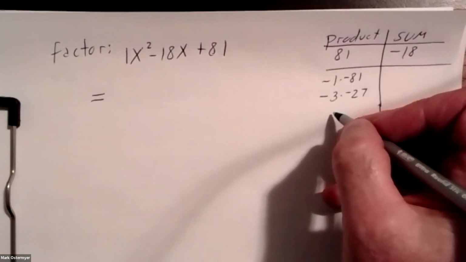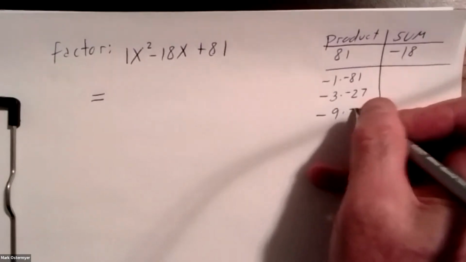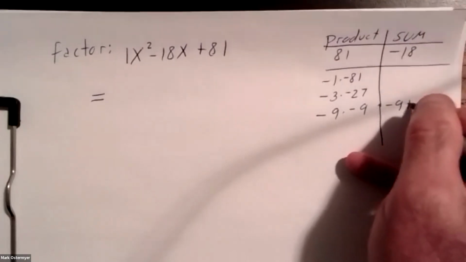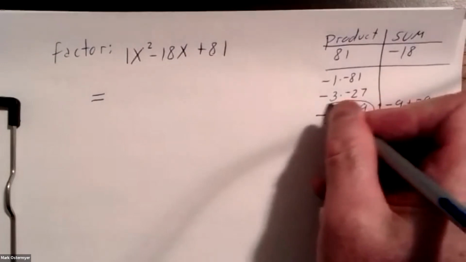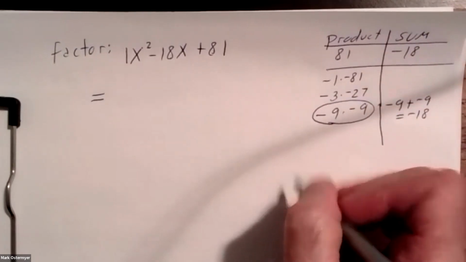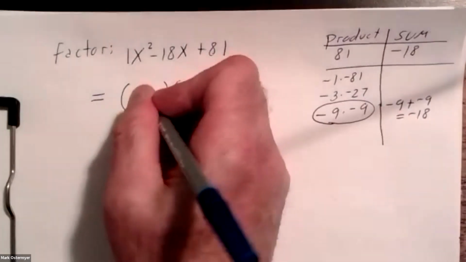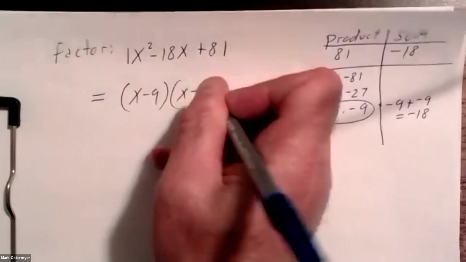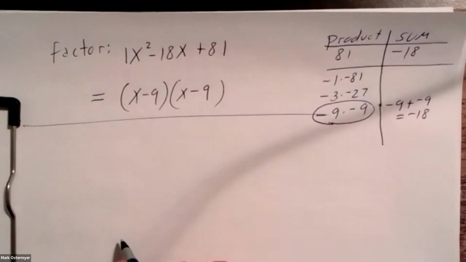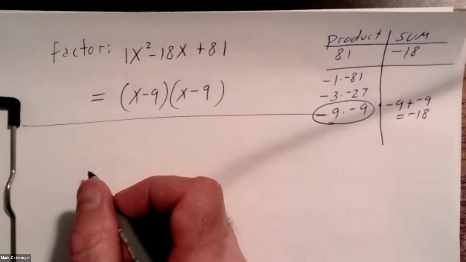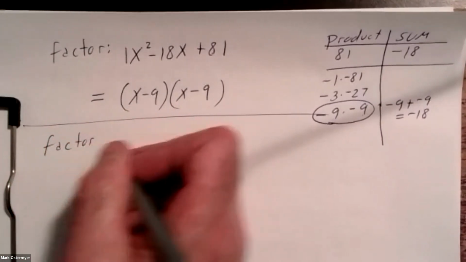4 doesn't divide into 81. 5 doesn't. 6 doesn't. 7 doesn't. 8 doesn't. 9 does. Negative 9 and negative 9. What do you think? These add up to negative 18. Those are the ones that work. So therefore, this trinomial factors immediately into what? x minus 9 times x minus 9. And that would be its factorization, ladies and gentlemen. We're done with that. Let's try to factor, let's see.